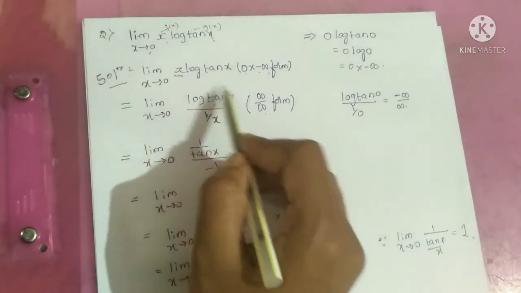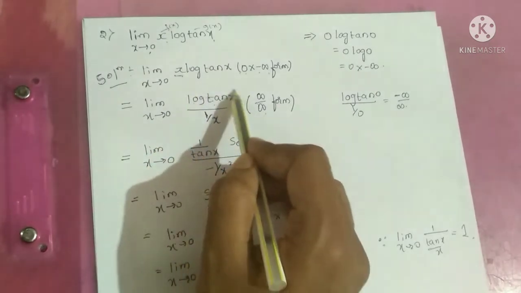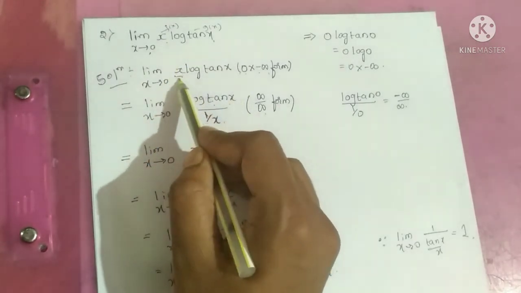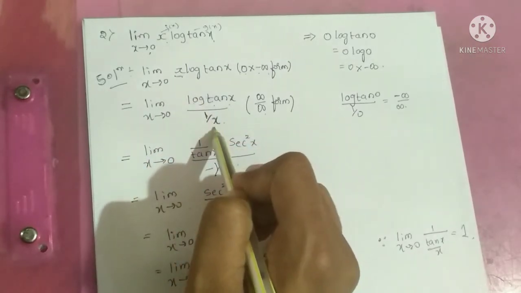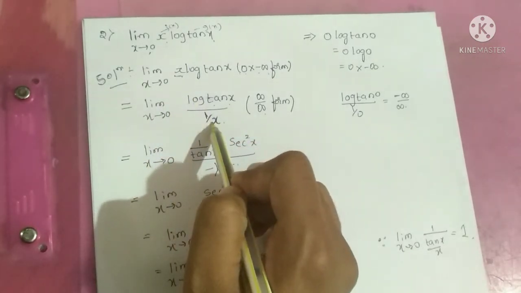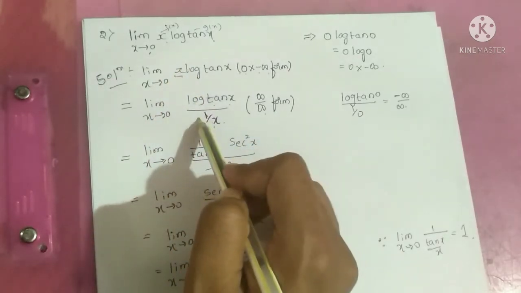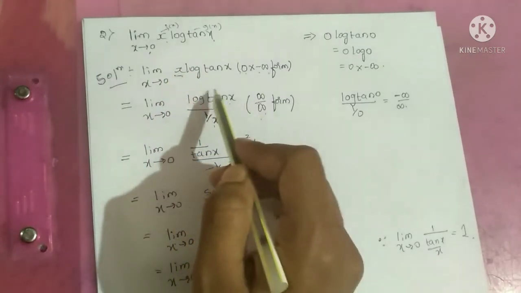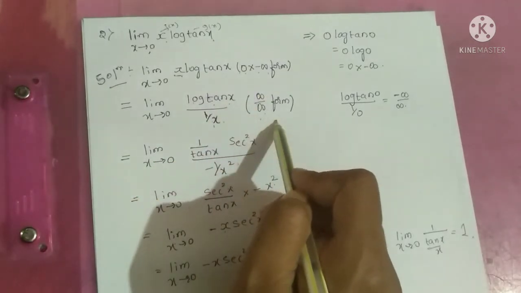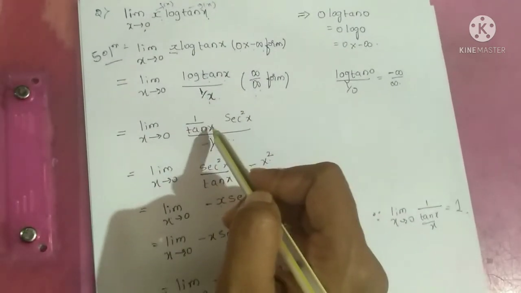g of x, that is log tan x, is kept as it is in the numerator, and then f of x, that is x, is brought into the denominator. When f of x is brought in the denominator, you will get infinity by infinity form. So as soon as you get the infinity by infinity form, apply the L'Hospital rule.